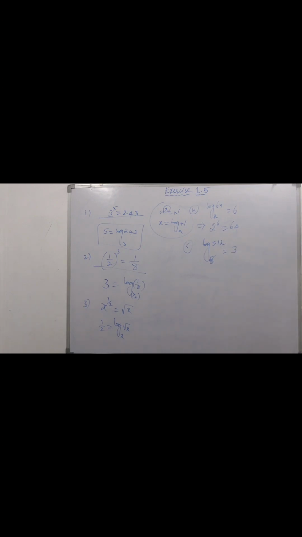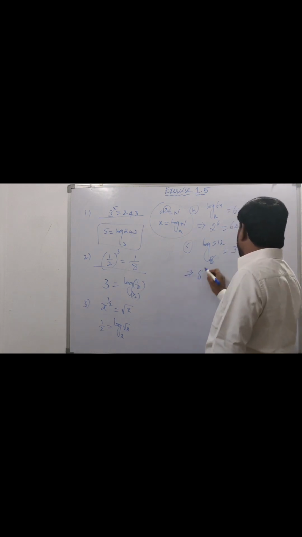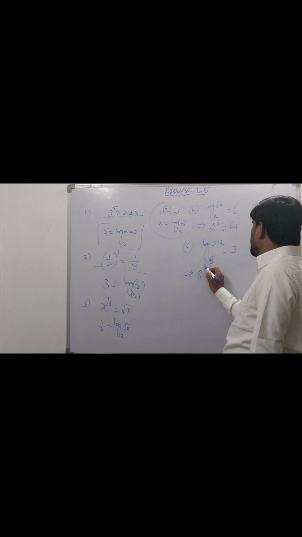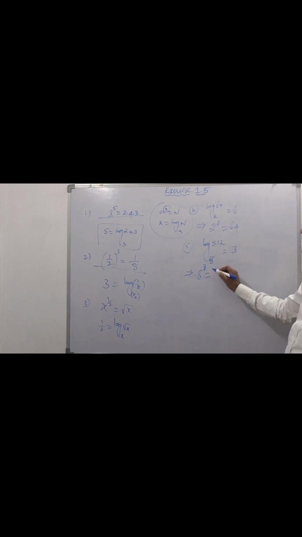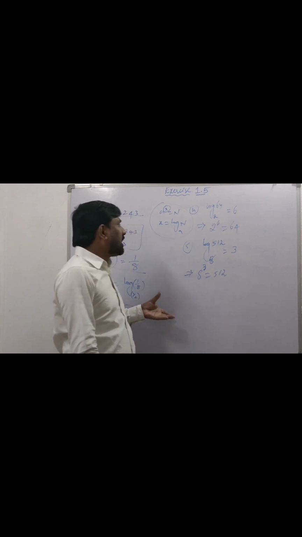Logarithm of 512 to the base 8 is equal to 3. Its exponential form is: base to the power RHS number is equal to the number. 8 power 3 is equal to 512 is the exponential form of logarithm of 512 base 8 is equal to 3. Clear? These are the examples.